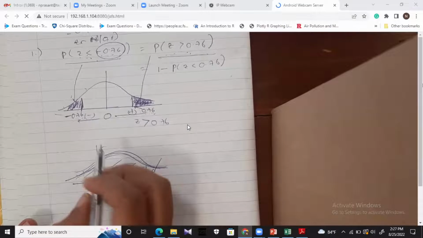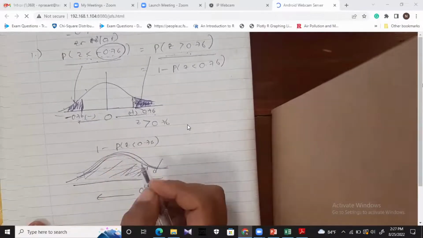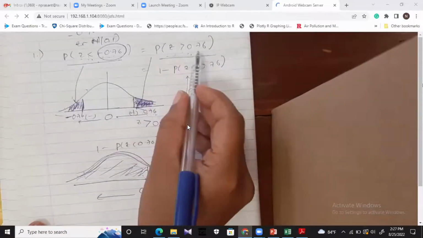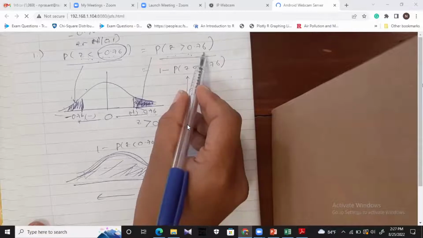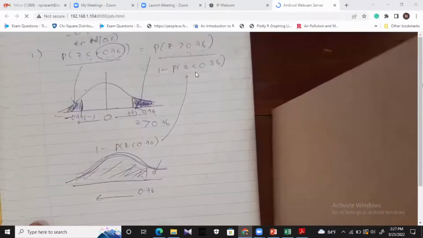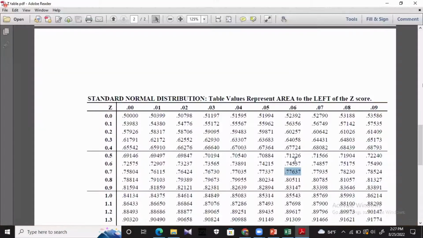We need to subtract Z less than 0.76 from 1. That is equal to Z greater than 0.76. Finally, it becomes Z less than minus 0.76, so that is equal to 1 minus P(Z < 0.76). You can read that probability from the table for 0.76. That is 0.77637.